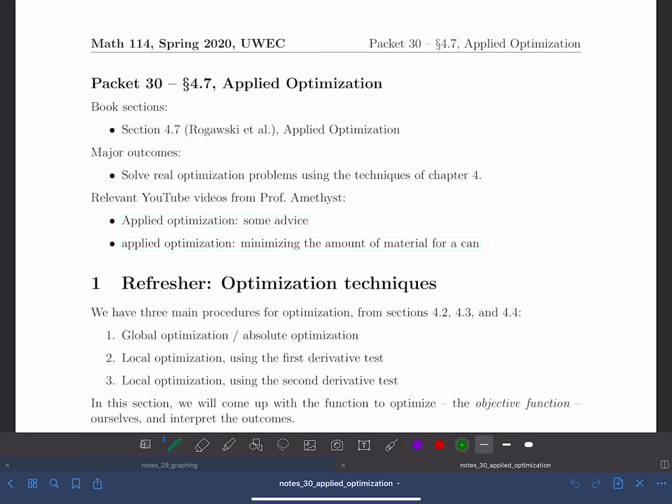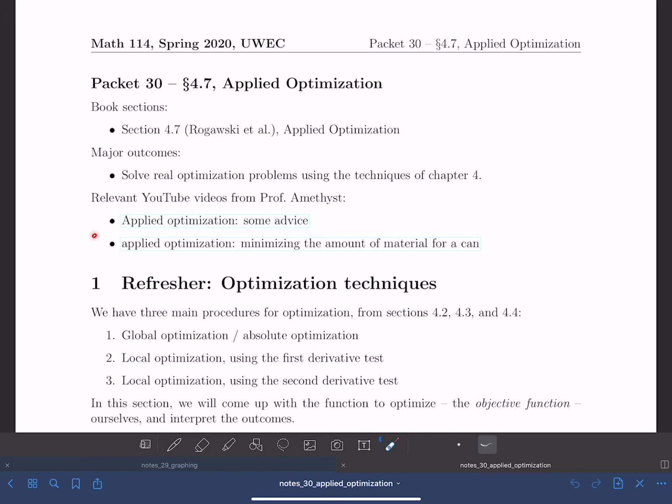Oh wow, I am so excited to be here with you to talk about applied optimization. We're in section 4.7. This is the ultimate section for our use of derivatives. And wow, is this a great chapter?